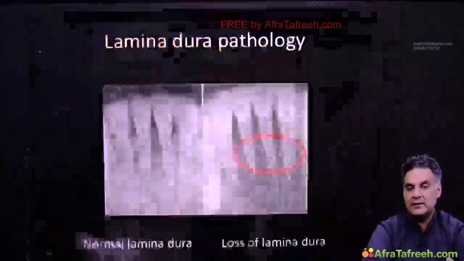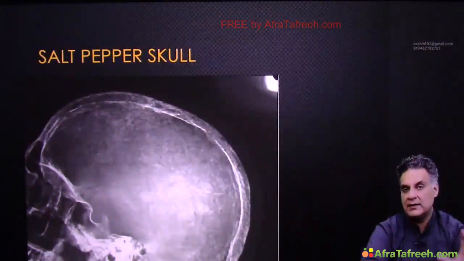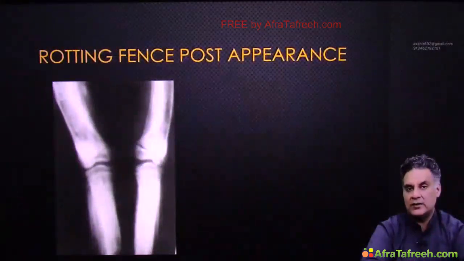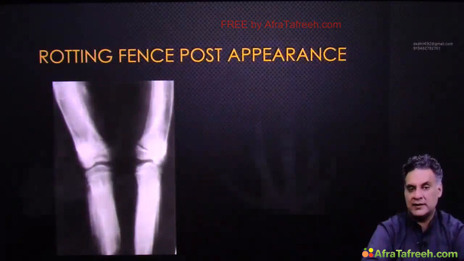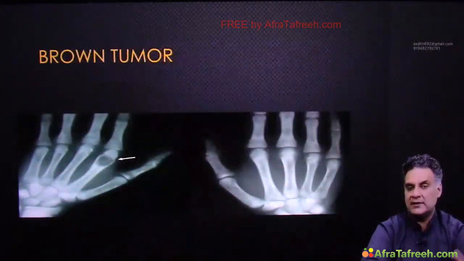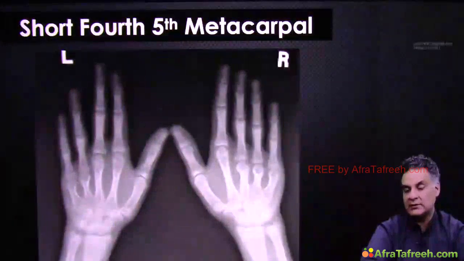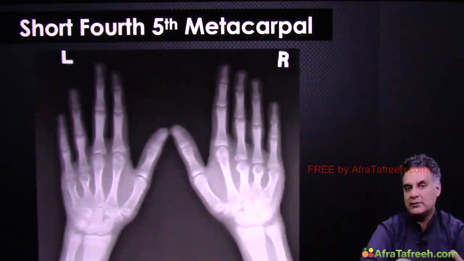Remember that. That's how the salt and pepper skull with dots on the skull looks. That's how the whitish bones, the rotting fence post appearance, look. This is the lytic cavity in a bone, osteitis fibrosa cystica, and when it's brown because of the blood degradation product, it is called a brown tumor. Remember, short fourth metacarpal is seen in Turner syndrome or pseudohypoparathyroidism.